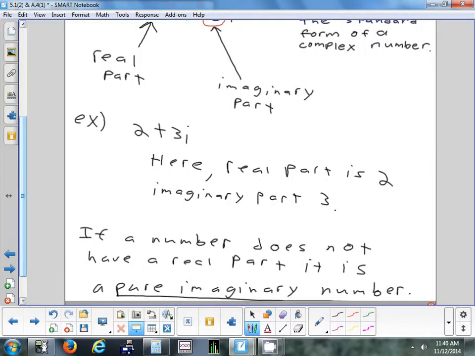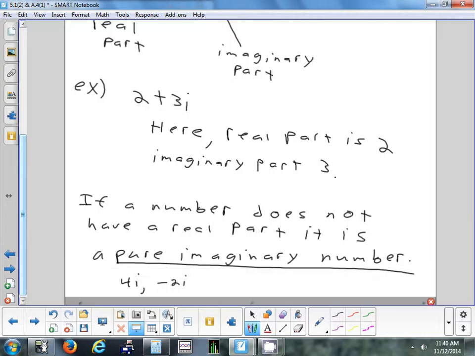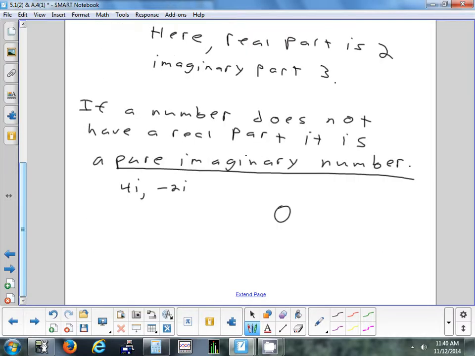Okay. Sometimes you might have a complex number written, and it doesn't have a real part. I gave you an example earlier of something that didn't have an imaginary part, 0i. Well, if we have something that doesn't have a real part, the only thing it has is an imaginary part, that's called a pure imaginary number. Okay? Like 4i. There is no real part. You could think of it as 0 plus 4i. But again, if something's 0, we normally don't write it.